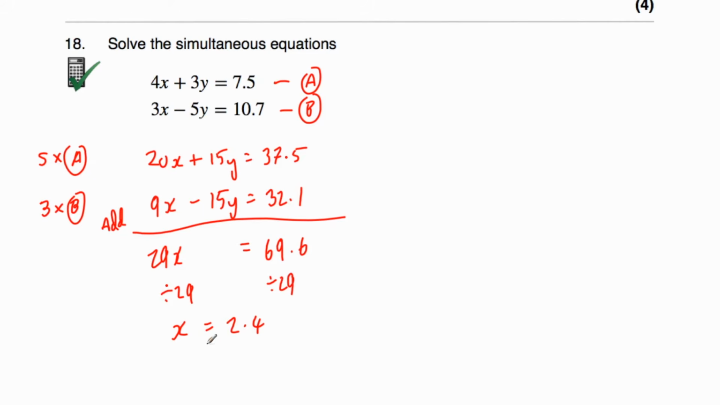Now we know what x is. Let's substitute that into one of our equations. And I'm going to substitute it into our top equation. So I'm going to substitute this x equals 2.4 into A. So we've got 4 times 2.4. And 4 times 2.4 is 9.6, so 9.6 plus 3y is equal to 7.5.